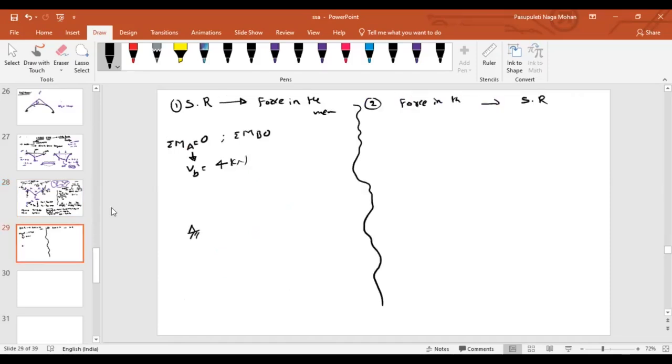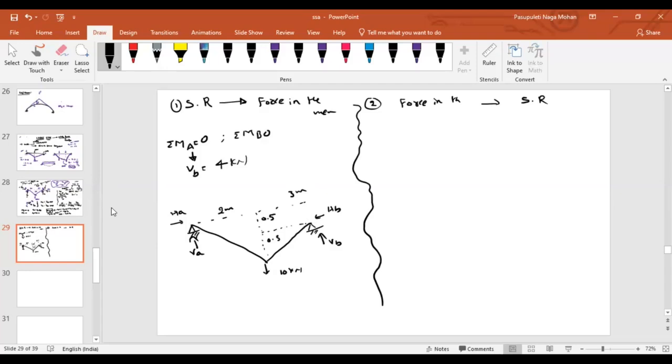Imagine there is a support here and there is some support here. Again, the same thing: VA, HA, VB, HB. Let's say the force is 10 kilonewton. Again, 2 meter, 3 meter, 0.5, 0.5.